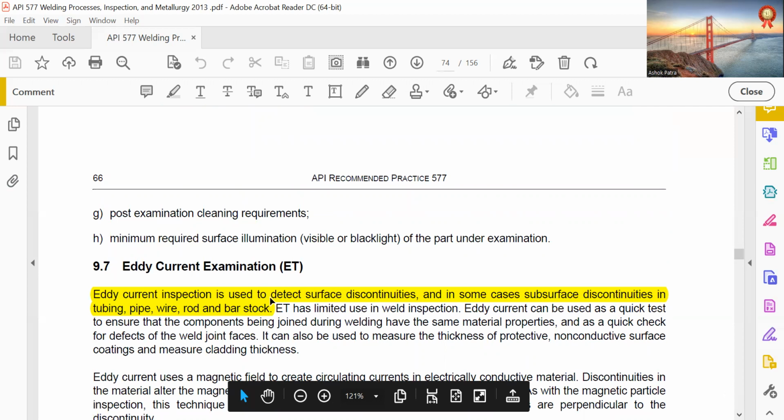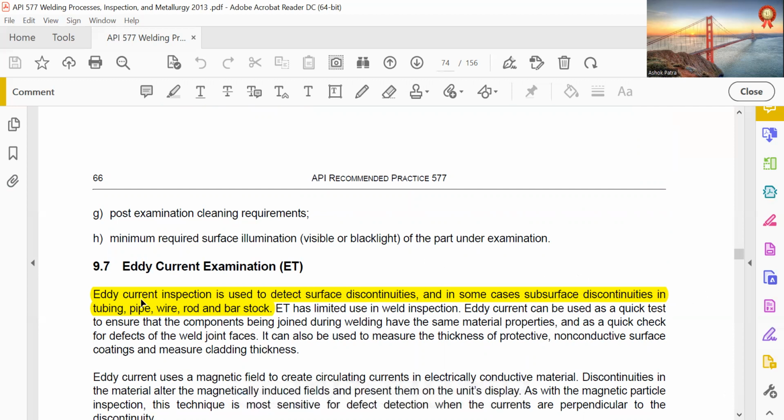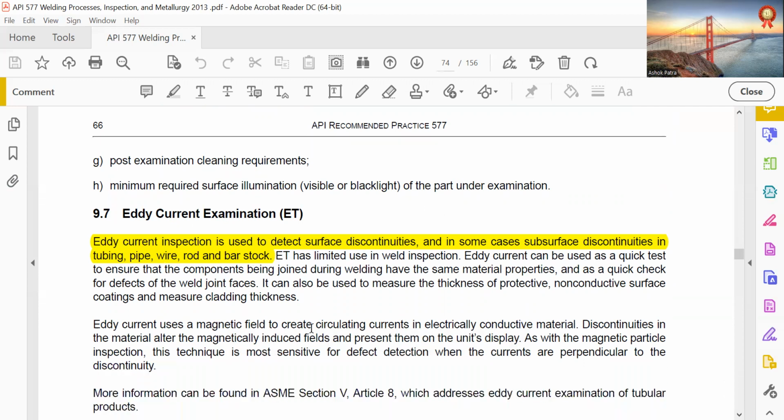Eddy current. Eddy current inspection is used to detect surface discontinuities and in some cases subsurface discontinuities in tubing, pipe, wire, rod and bar stock.